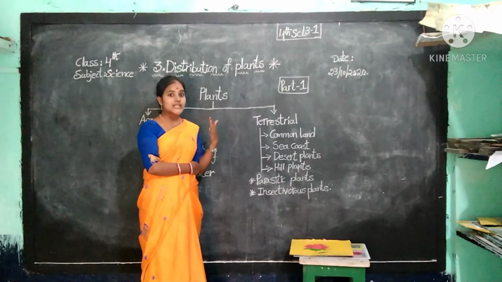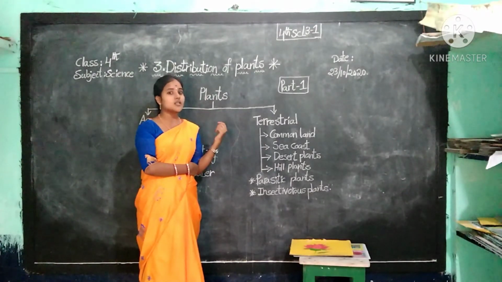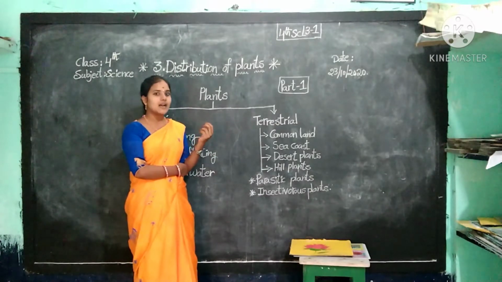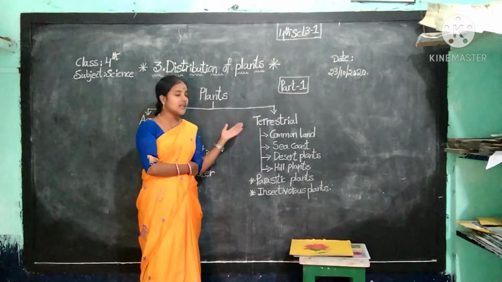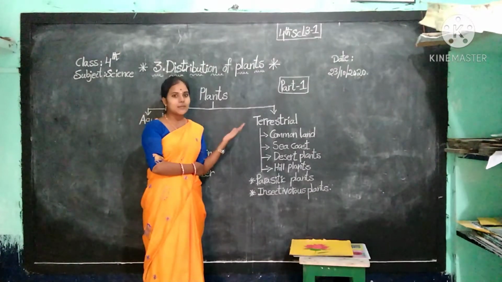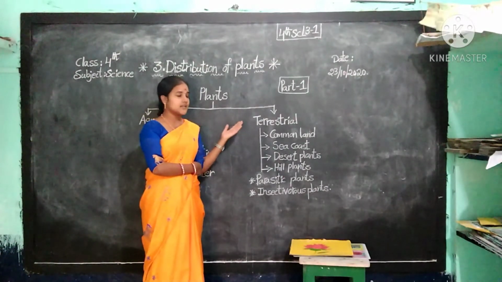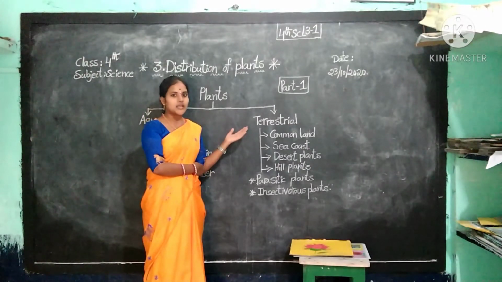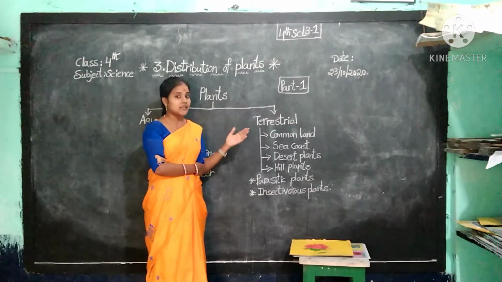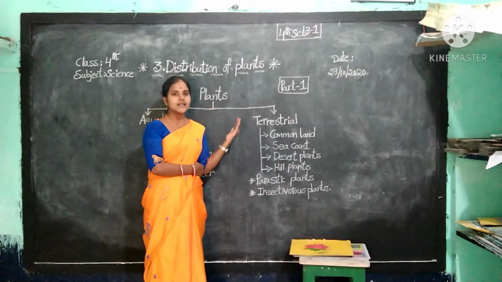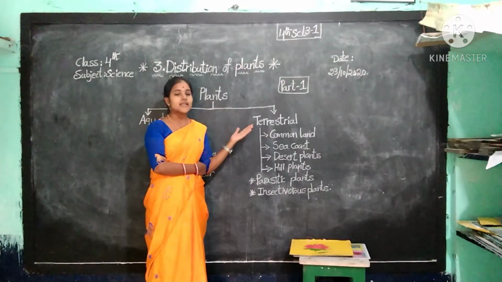The largest living being on the earth is also a land plant. You know that, children? Sequoia is the tallest plant, found in California in USA. It is 83 meters tall, and the diameter of its trunk is 24 meters. Okay, important, children. Remember that.